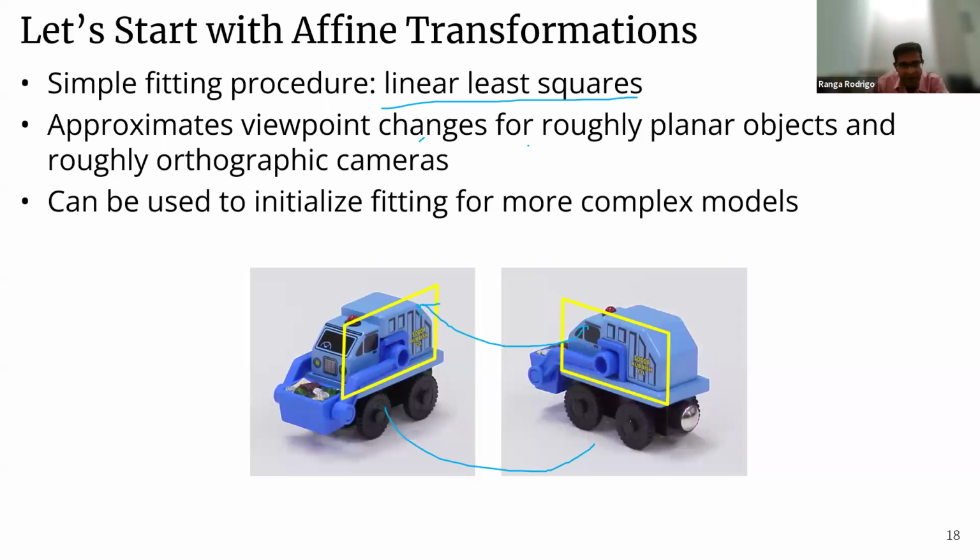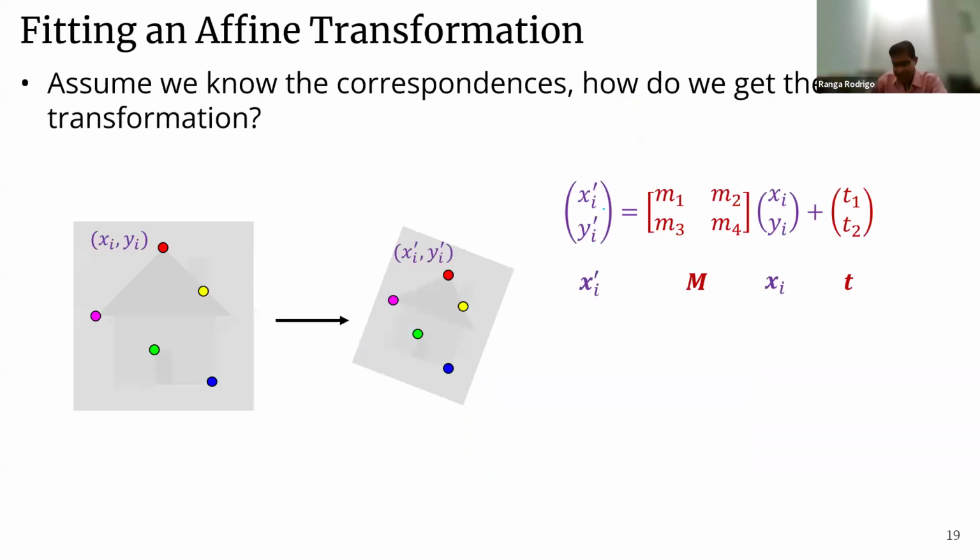It approximates viewpoint changes for roughly planar objects and roughly orthographic cameras. That means these cameras should have infinitely large focal lengths. So these can be used to initialize fitting a more complex transformation. Okay, so let's see how this transformation can be computed.